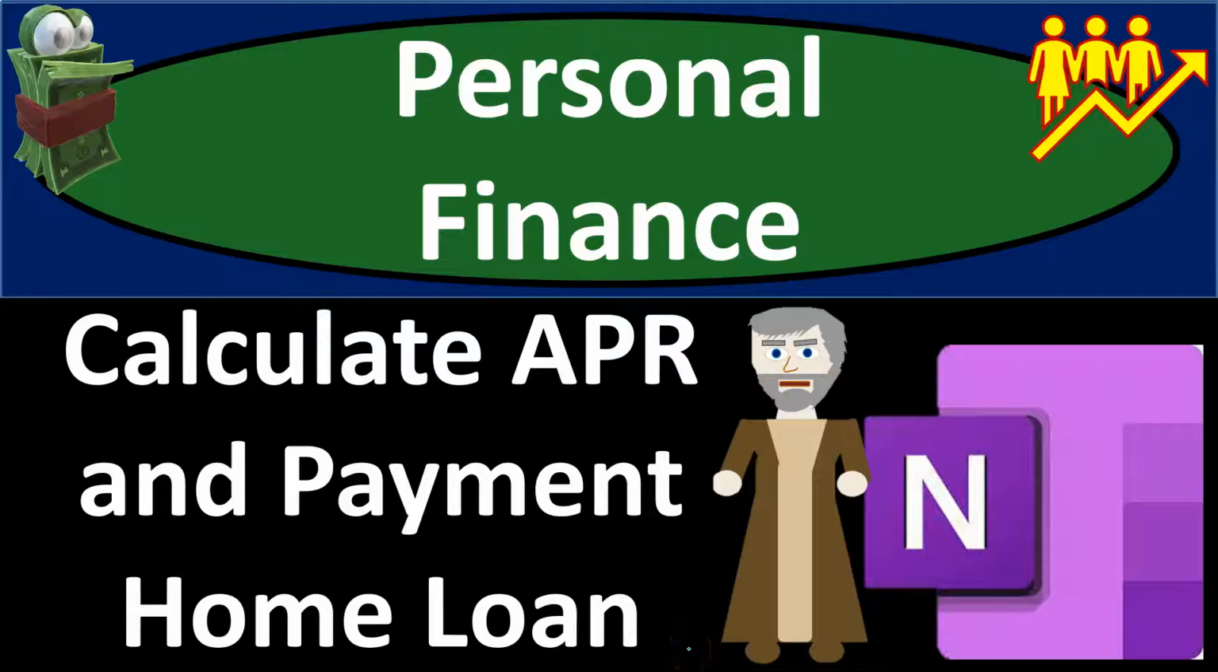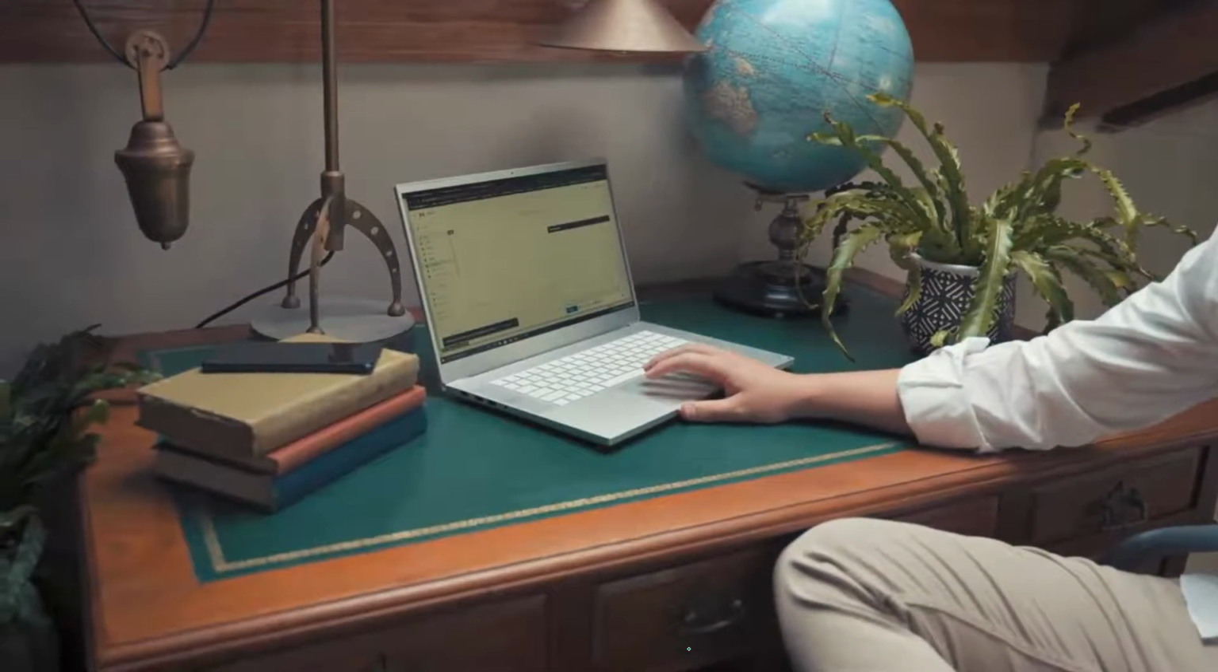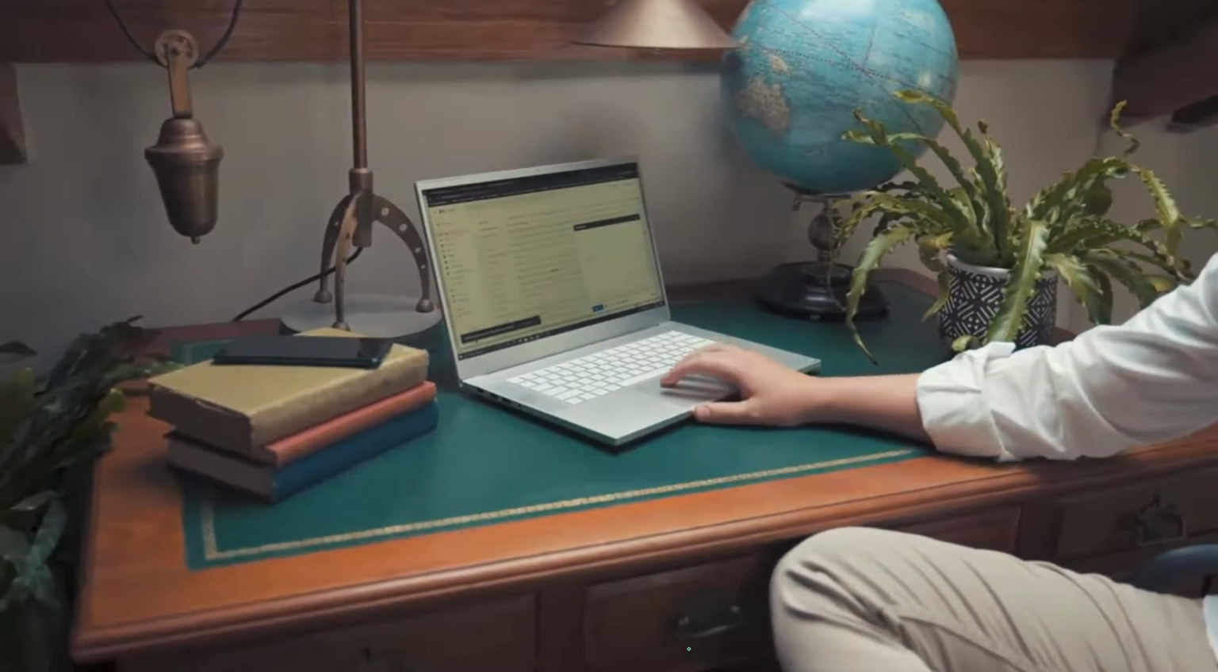Personal finance practice problem using OneNote. Calculate APR and payment for a home loan. Prepare to get financially fit by practicing personal finance.